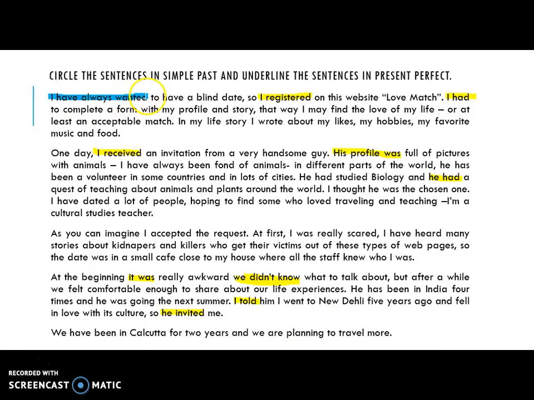All right, now let's look at some examples of present perfect. I have always wanted. I have always been. I have heard. He has been. We have been. Alright, so here's some examples of simple past and present perfect.